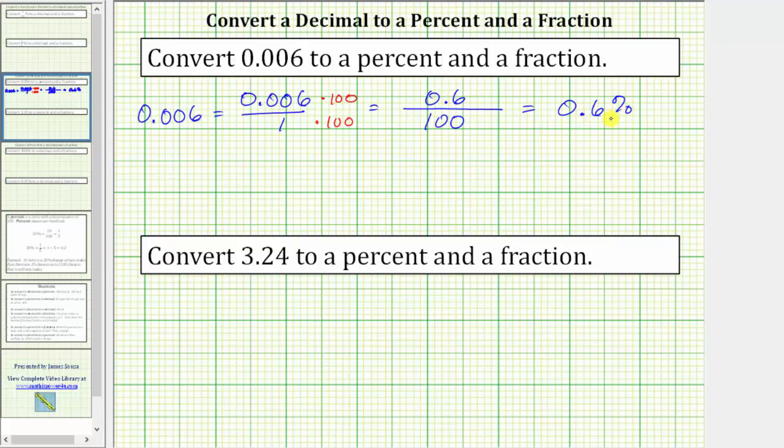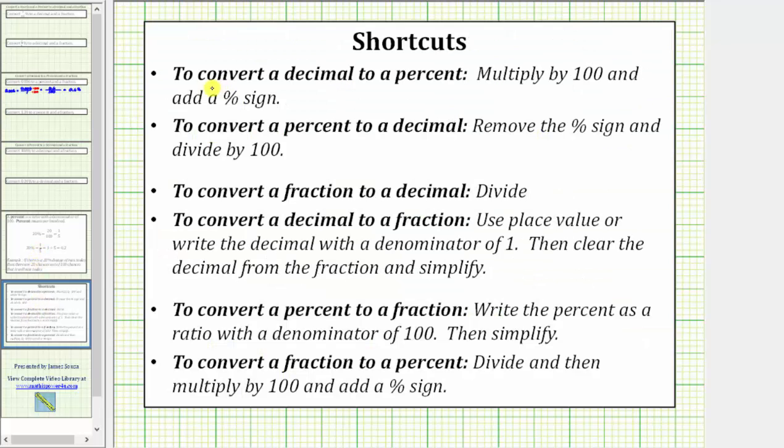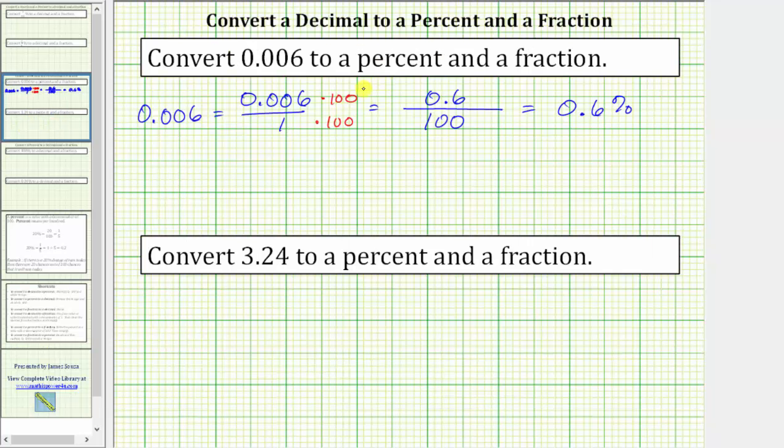If we look at the shortcut for converting a decimal to a percent, we are told to multiply by 100 and add a percent sign. And notice how, if we look at the numerator, we did multiply by 100 and then added the percent sign to the numerator to form the percent. Next, we're asked to write the decimal as a fraction.